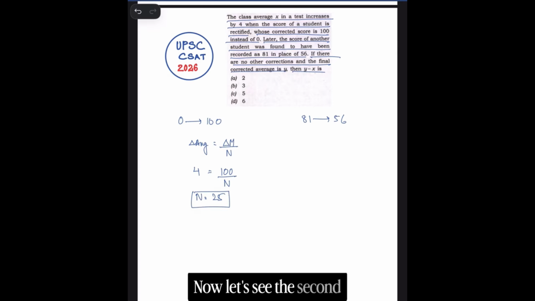Now let's see the second case. In this, change in average is equal to change in marks. So 56 minus 81 gives us minus 25 upon number of students. So number of students is 25. So change in average is minus 1.